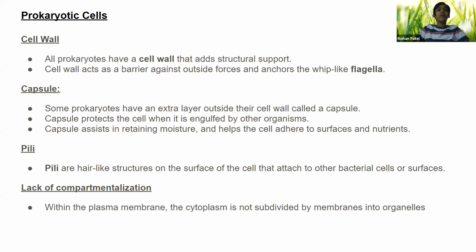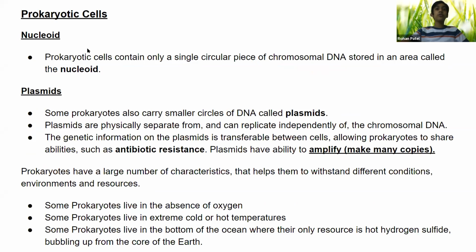Then we have our lack of compartmentalization. That's just that within the plasma membrane, the cytoplasm is not subdivided by membranes into organelles. Now the nucleoid, that's where it stores its genetic information. The prokaryotic cells contain only a single piece of chromosomal DNA stored in an area called the nucleoid.